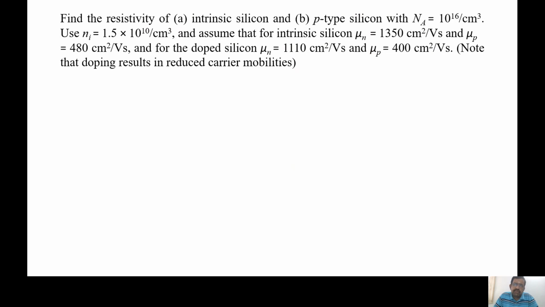The doping will result in reduced mobility because now the charge carriers see a different crystal field. So it is going to be reduced. Okay, let us do this problem. Let us start by finding the resistivity. Let us take the case of intrinsic silicon.